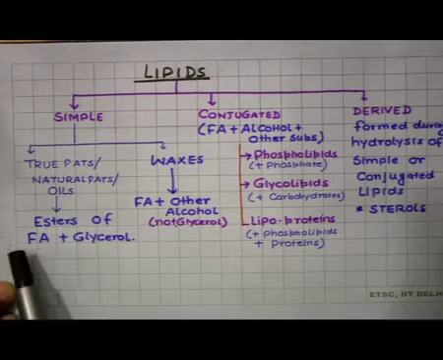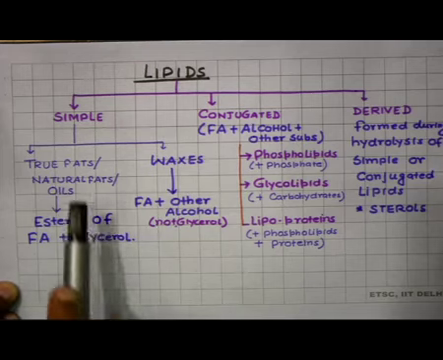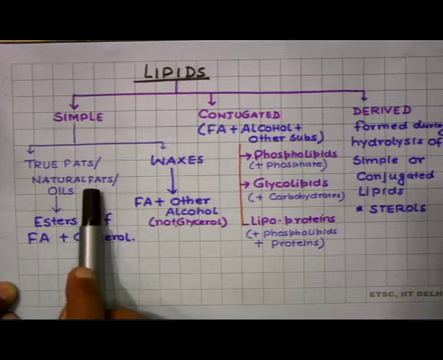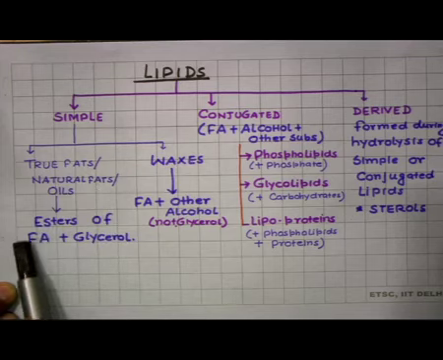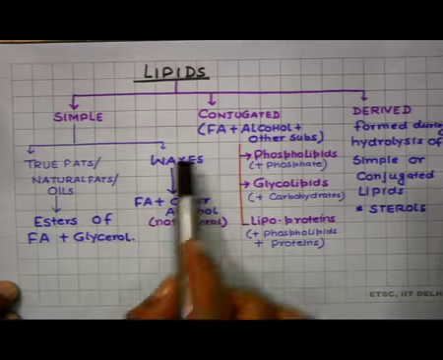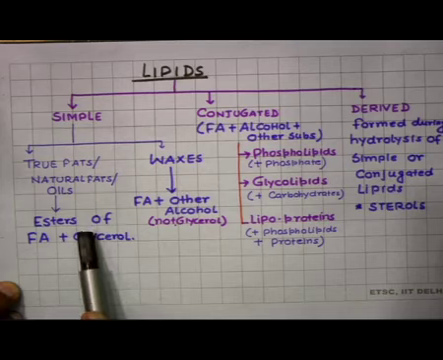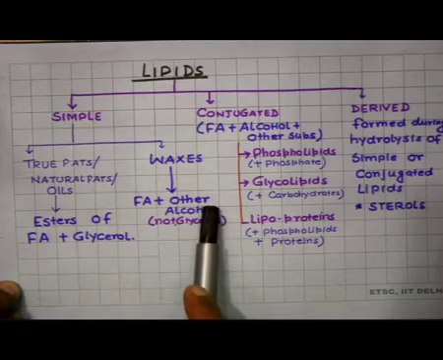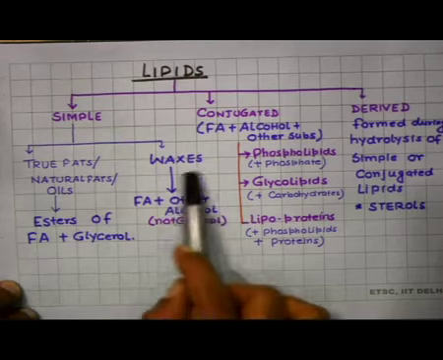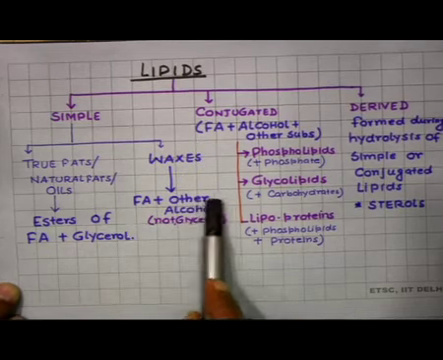Natural fats are made by fatty acid and glycerol. For the formation of one natural fat, the simplest one being a triglyceride, 3 molecules of fatty acid and 1 molecule of glycerol are required. If the glycerol is replaced by another alcohol that combines with the fatty acid, then it forms waxes. So, waxes are formed from fatty acid and other alcohols.